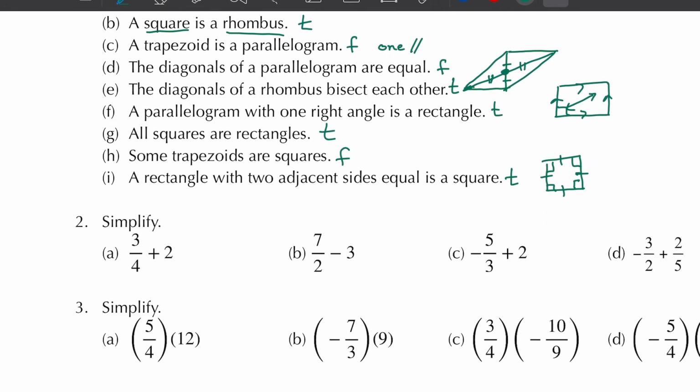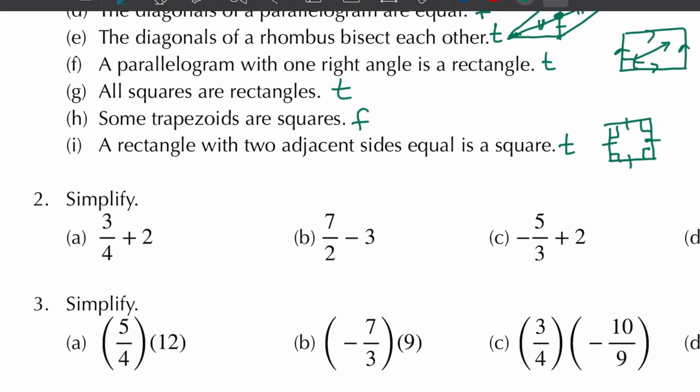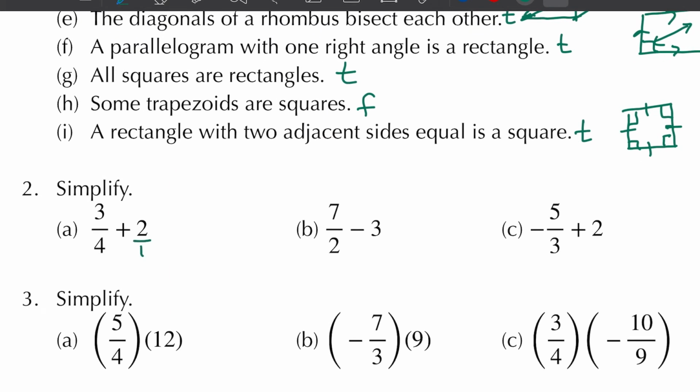Simplify. So we got some fraction work here. And adding and subtracting fractions means common denominator. So our first question is going to be 3 over 4 plus 8 over 4. We have to change that to a common denominator to get an answer of 11 over 4. Right? Common denominator, add or subtract the numerators. 7 over 2 minus 3. Well, this is 3 over 1. So this is going to become 7 over 2 minus 6 over 2. Right? An equivalent fraction. And we get 1/2 as our answer.